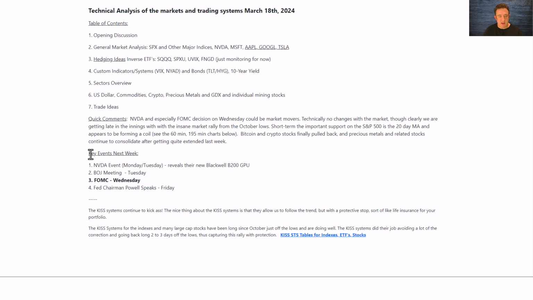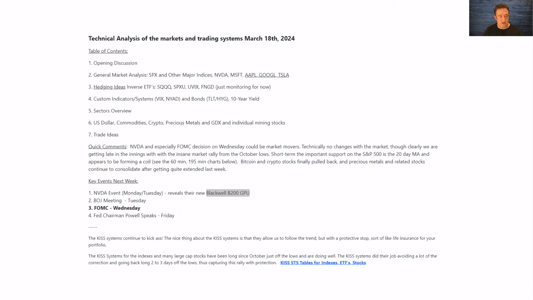Again, this week, news-wise, as you know, the big ones are the FOMC on Wednesday, and we have the NVIDIA event, which started this evening. They really revealed their Blackwell B200 GPU. Again, there's going to be more news on it tomorrow. But so far, the initial reaction has actually been down. So NVIDIA is actually down a little bit after hours. So we'll see. And let's go ahead and get started here.